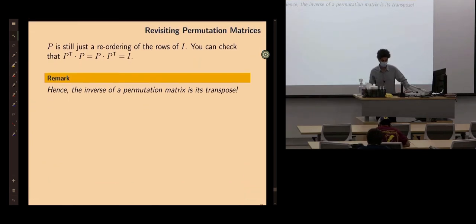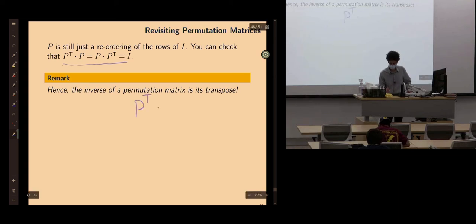Now, it is interesting that if you multiply a permutation matrix by its transpose, both from left and right, it will give you the identity matrix. We know that the inverse of a matrix is unique, and it is very interesting that for permutation matrices, the inverse is the same as the transpose. Which makes it really convenient. If you want to invert a permutation matrix, just transpose it.